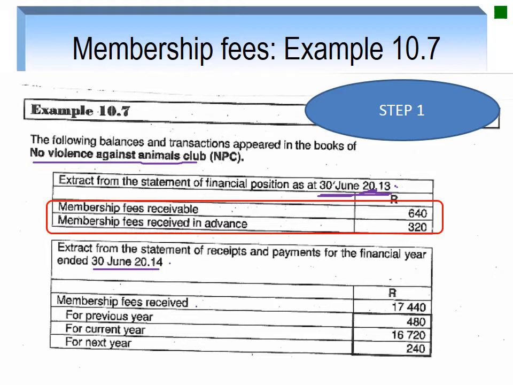So we are first going to look at the membership fees receivable. So last year we would have done an entry debiting membership fees receivable, which are an asset, and crediting membership fees, and we would have done an entry for membership fees received in advance that we'll take out of membership fees of last year because they don't relate to that year, and we would have credited membership fees received in advance 320. So this would be a credit balance, membership fees received in advance, and membership fees receivable would have had a debit balance. And these amounts now, the first step is we need to reverse them.